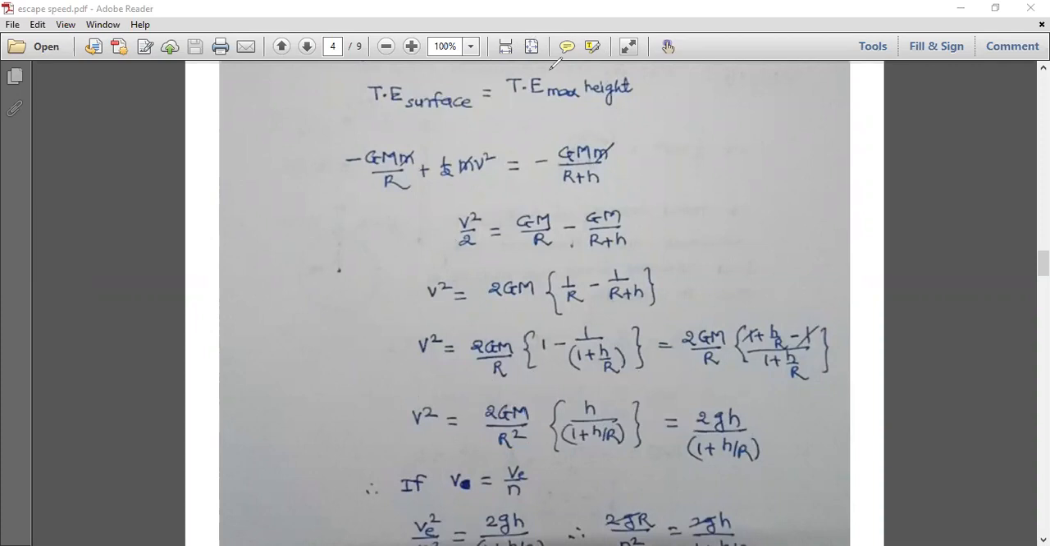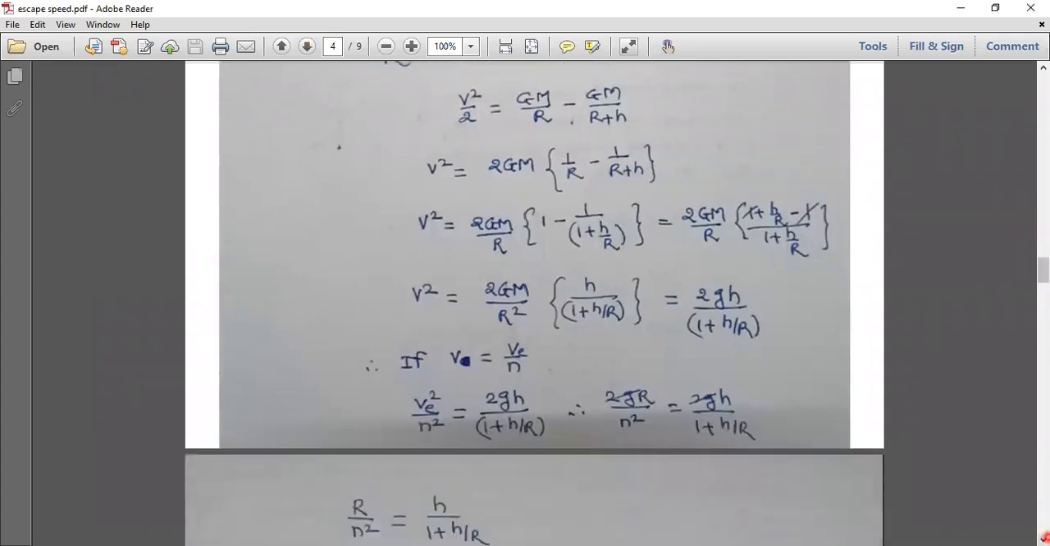Now if v is equal to v_e by n, means the projecting velocity is 1 by nth times the escape velocity. If this velocity of projection is equal to 1 by nth times the escape velocity, then here already I have v square. So in place of this v square, I am substituting v_e by n. So v_e by n whole square means v_e square by n square, and this 2gh as it is, 1 plus h by R also as it is.